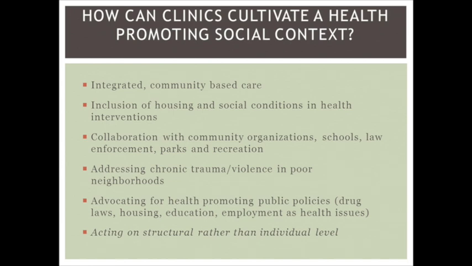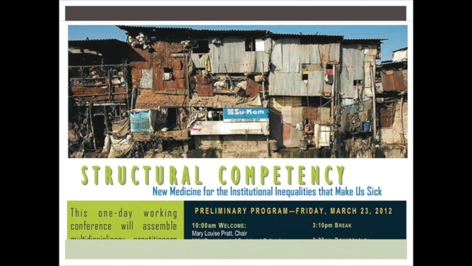And this is just a quick list, a foreshadowing, of the ways that clinicians and clinics can cultivate a health-promoting social context. We can work toward integrated community-based care, inclusion of housing and social conditions in health interventions. We can collaborate with community organizations, schools, law enforcement, parks and rec. We can address chronic trauma and violence in poor neighborhoods. We can advocate for health-promoting public policies like housing law, drug law, education, and employment. These are health issues.